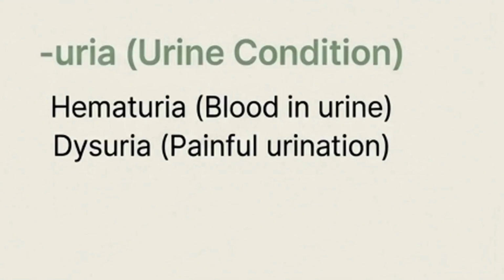For example, if we want to say that this person has difficulty in urination, or painful urination, we would say dysuria, okay? So uria is a urine condition. Dys is a difficulty. This is a prefix, okay? We will take it in another video. But the suffix is uria, which is a urine condition. If you want to say there is blood in the urine, we would say hematuria, for example, okay?